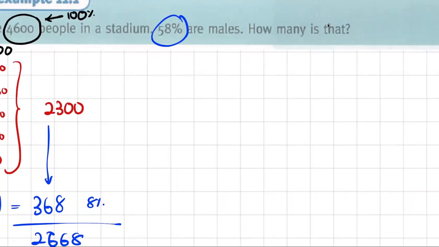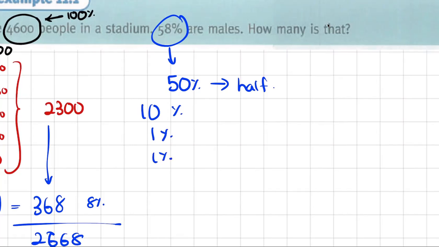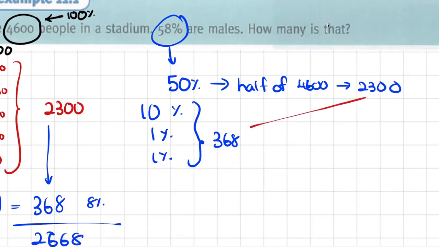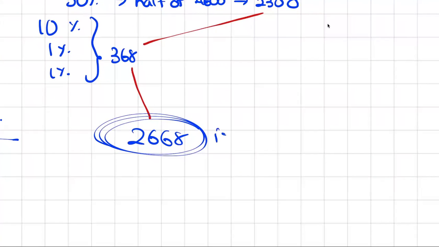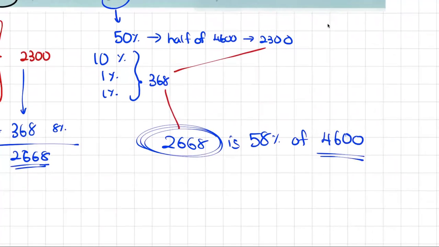Based on 58%, we can also use 50%, which is half. And then I just use the same thing, 10% minus 1% minus 1%. So here I already know my answer is 368, and half of 4,600 is 2,300. I can just add these two together. I can get my answer, 2,668. This value is 58% of 4,600. So that's how you use mental calculation.